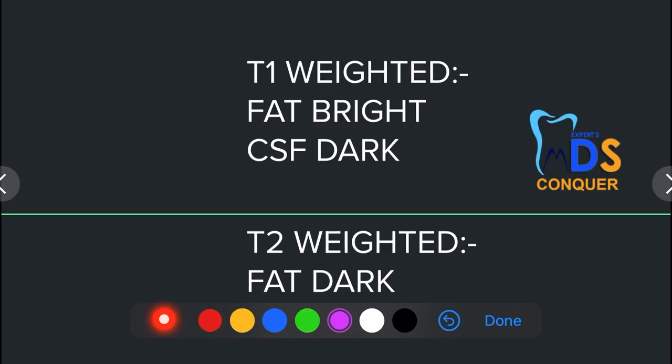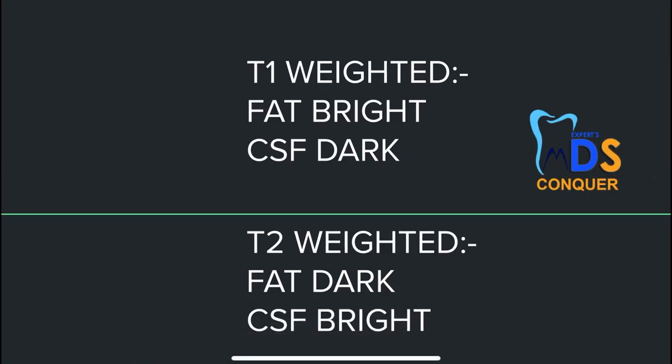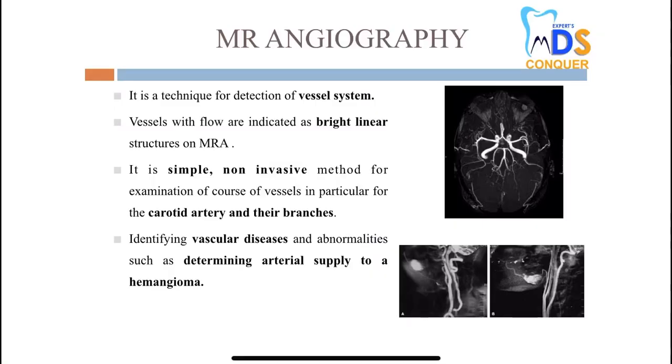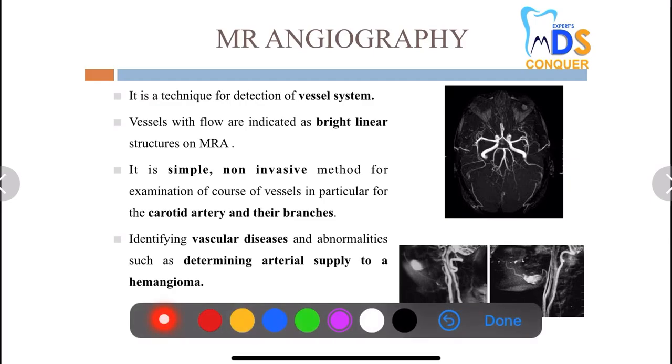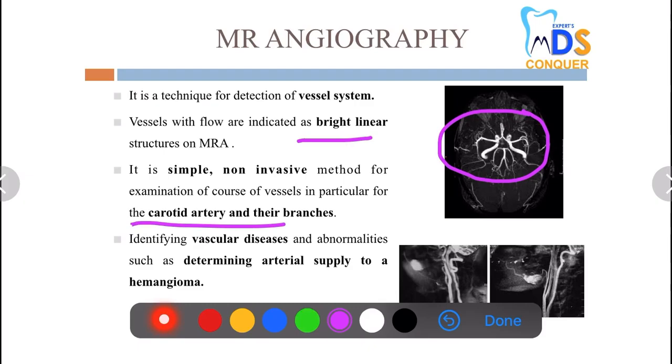Okay. So why it is so important for us is especially to view the TMJ, the articular disc, that we will be discussing further. So coming to the MR angiography, it is a technique for detection of the vessel system. Vessels which flow are indicated as bright linear structures on an MR angiography. So you can see they are seen as bright structures. It is a simple non-invasive method for examination of the course of the carotid artery as well as its branches.